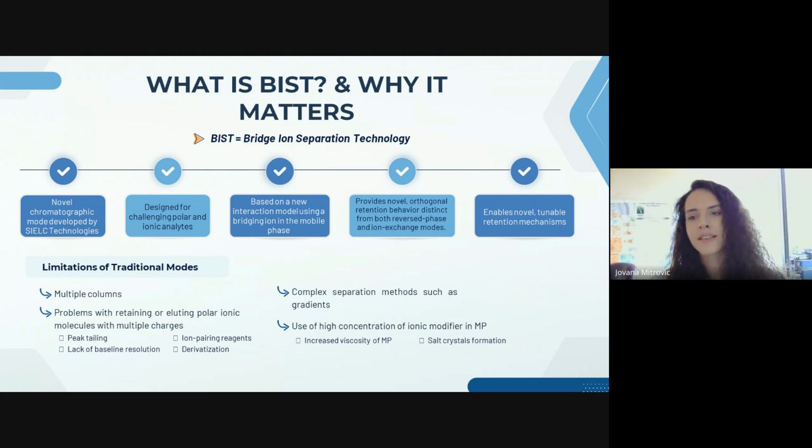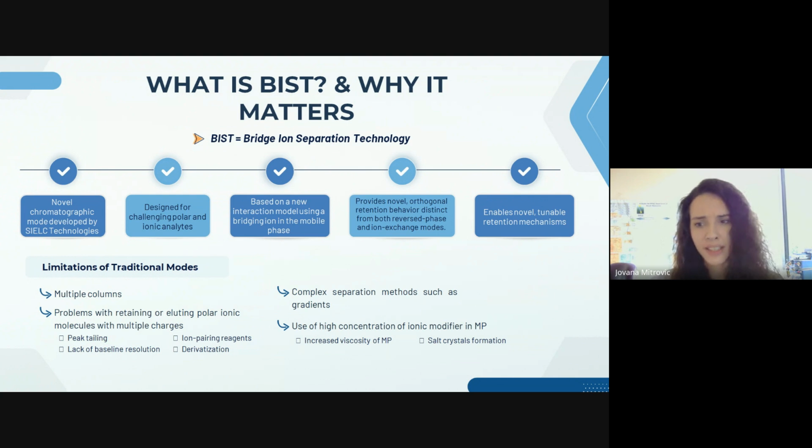BIST offers a fundamentally different approach. It's a fundamentally new mode based on electrostatic interactions. It introduces a third component, a bridging ion in the mobile phase. This ion acts like, let's say, a molecular connector between the analyte and the stationary phase. It creates an orthogonal interaction that's tunable, selective, and very effective for multi-charged species.